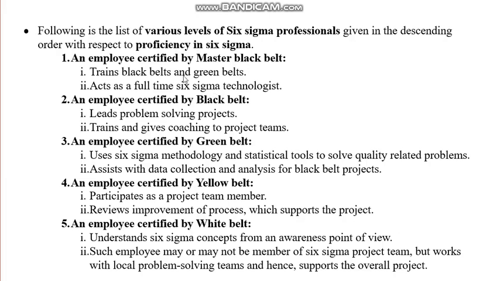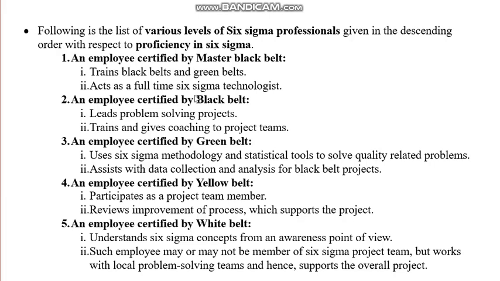Okay, so the master black belt trains black belts and green belts, that means the second level and third level people. This first level person trains. That is one responsibility, the one thing that he does. And he acts as a full-time Six Sigma technologist. He need not be bound to any company. He can work as a consultant to many people.